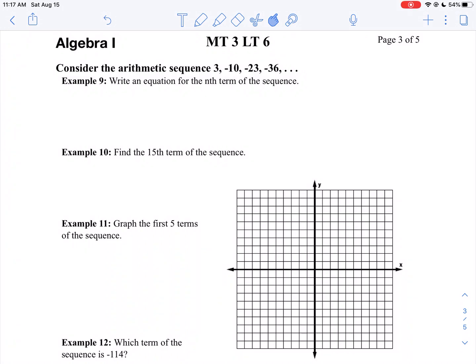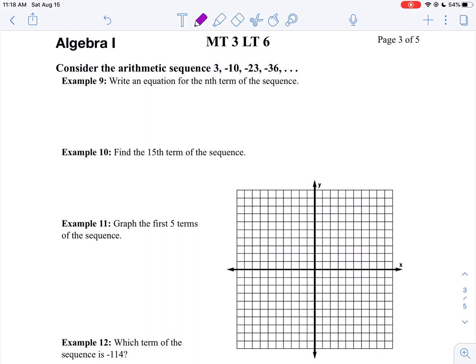Now, on this problem, what I suggest you do is pause the video and do the problem. Do example 9 through 12, and then come back and check to see how you did. Let's start with example 9.